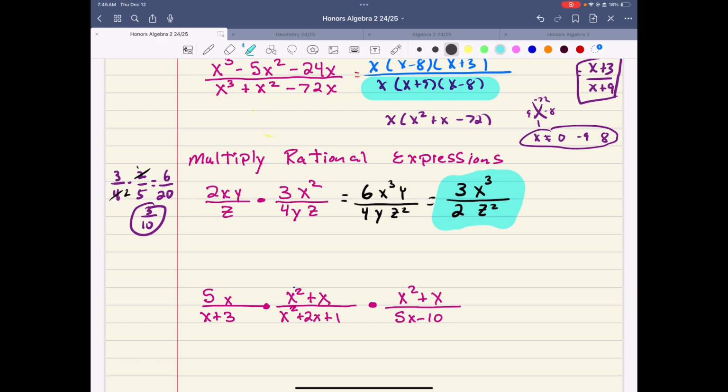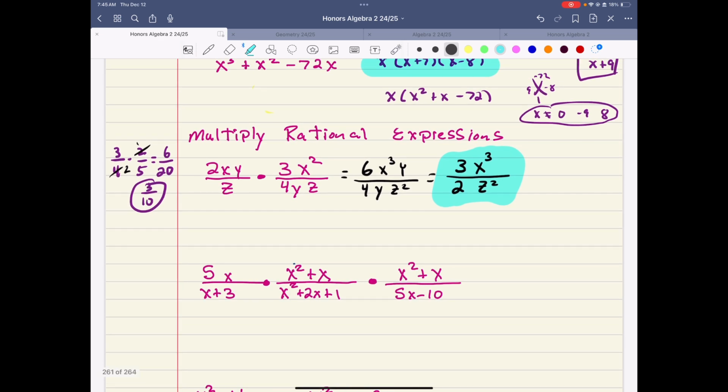If you get a whole mess like this, where you've got monomials such as 5x, and binomials like x squared plus 1, and a trinomial here, you want to factor anything and everything that can be factored first. So 5x can't be factored, so I'm going to leave that alone. x plus 3 can't be factored. It's already in factored form.